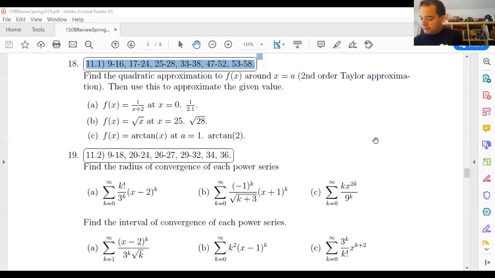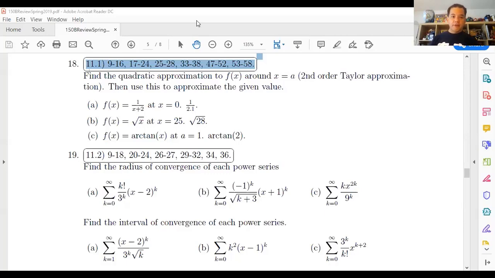So let's start with 18. In 18, it's about the quadratic approximation. For quadratic approximation, what we mean is the Taylor polynomial, right? What you need to know for Taylor polynomials is the formula. It's the same as the formula for Taylor series, by the way, with the only difference that for Taylor series, you let it go all the way to infinity. For Taylor polynomials, it just stops at a specific point. So what is that formula?